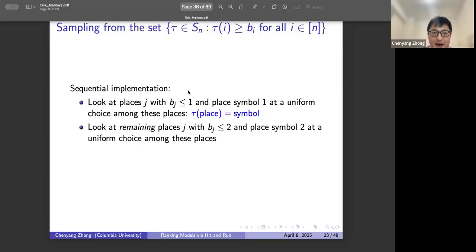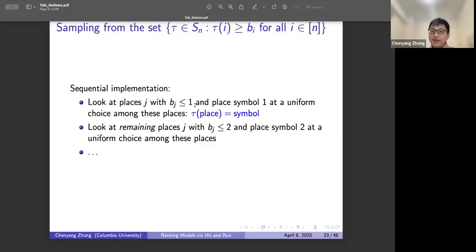Okay, so here I have listed the sequential implementation in order to sample uniformly from this set. So once we have determined the u's, u1 up to un, we can compute b1 up to bn. And in order to draw a uniform permutation from this set, we start by looking at places j, where j is 1 up to n, such that the bj coordinate is less than or equal to 1. So sometimes there are only a subset of j's such that bj satisfies this constraint. So this would give us a bunch of j values.